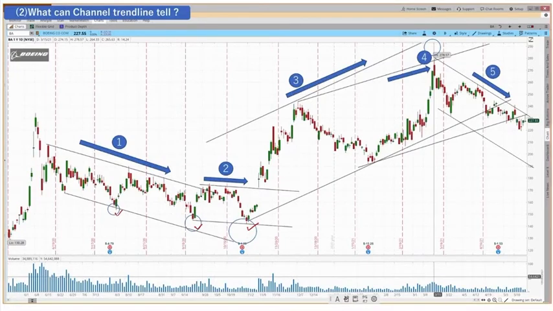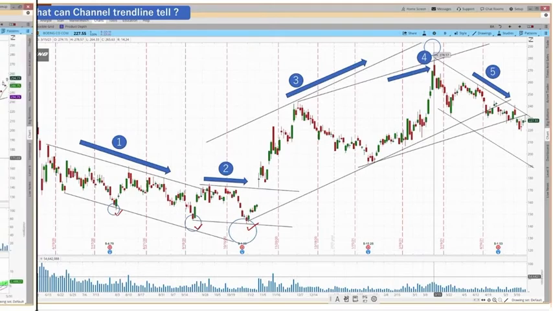Okay, so what can a channel tell us? Number 1, I think a channel can identify the direction of price movement. And number 2, a channel can give us a very clear picture showing the momentum of the price movement. So we have to learn how to feel the momentum changes more from this chart. That means when the market is getting stronger and when the market is getting weaker.